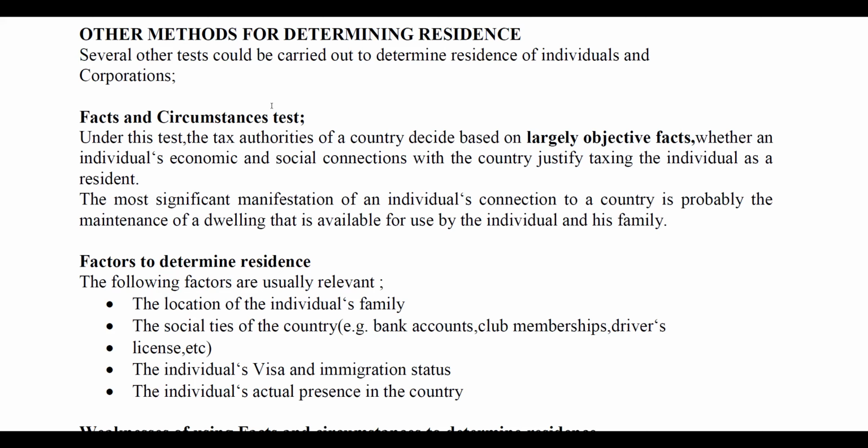So with the facts and circumstances test, the tax authorities decide based on largely objective facts. So whether an individual's economic and social connections within the particular country justify their taxing as a resident. And the most significant manifestation of an individual's connection to a country is probably the maintenance of a dwelling that is available for use by the individual and his family, okay? You see this one, we saw it in the tiebreaker rule as what? Center of vital interest and also the permanent home.